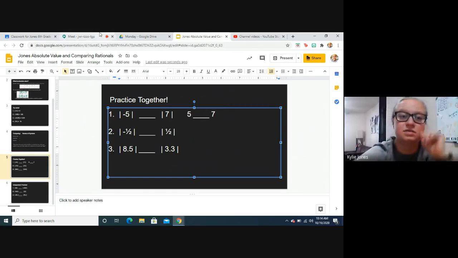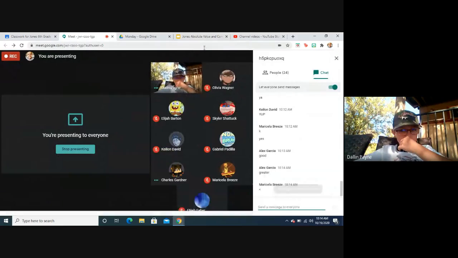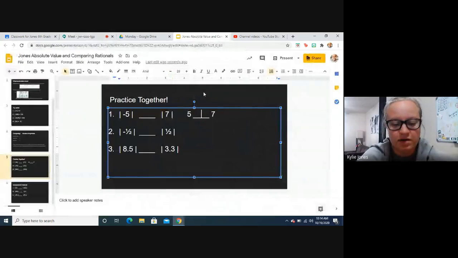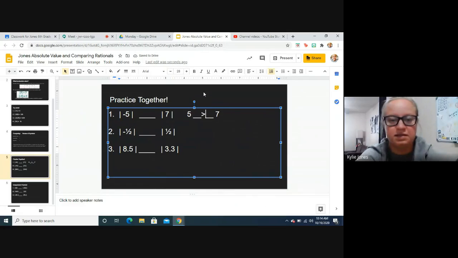What do you guys think? Is 5 less than, greater than, or equal to 7? It's greater than. If I do greater than, it's going to look like this. No, I meant the 7. I meant less than. Okay, so the way that we would read this is 5 is less than 7.